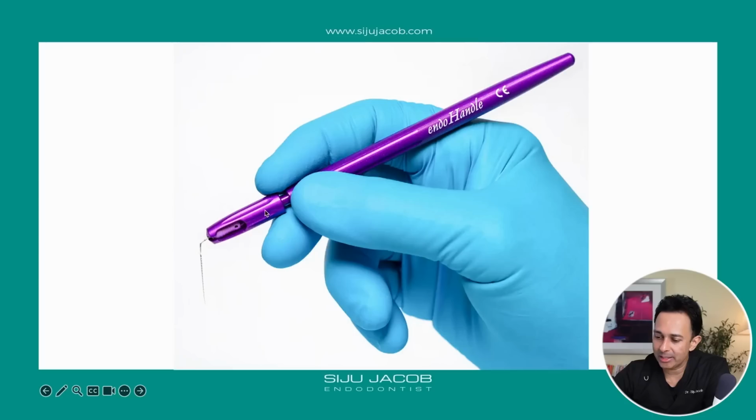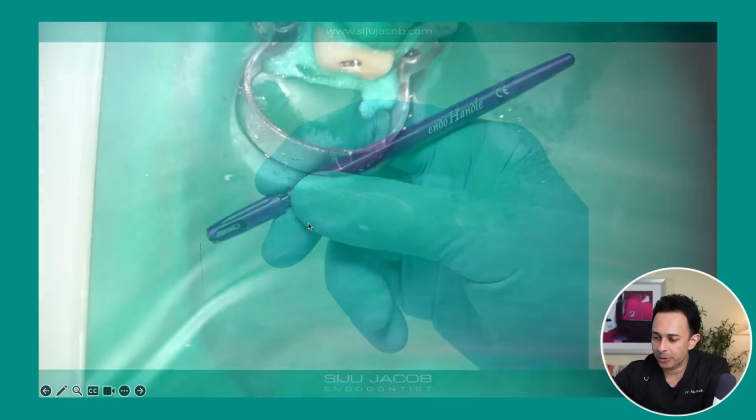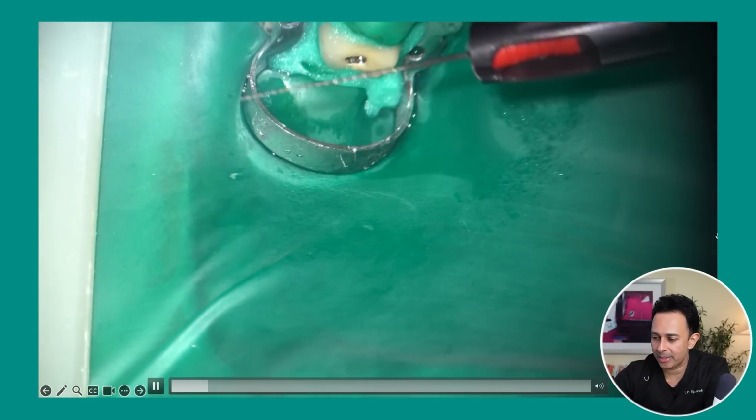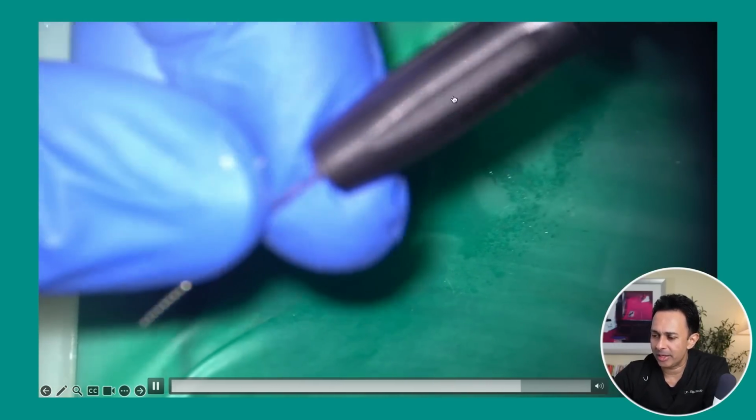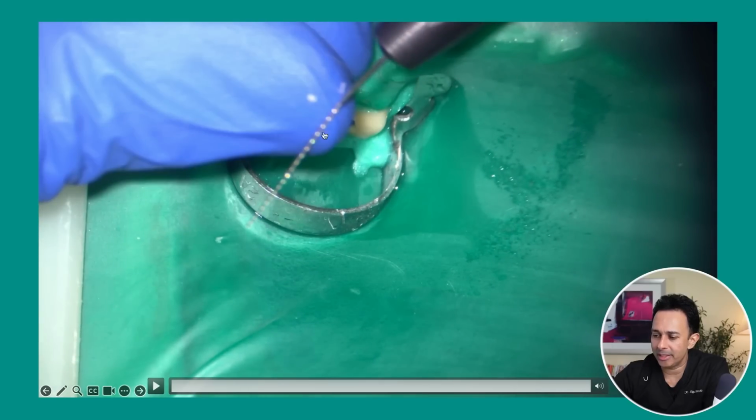These are nothing but handles in which you can put in a file and then bend the file and use it like a pen. So I can show you a short video of how we do this in clinical practice. You can see this is just a regular hand file, K file or H file. We just put it there and then bend it and then you can use it.